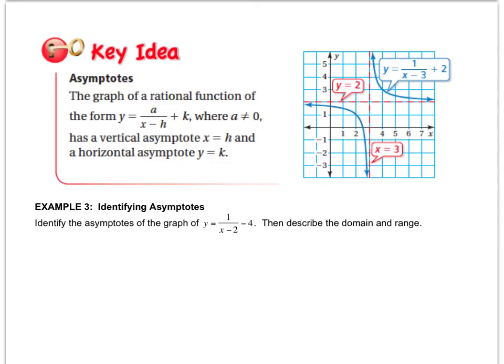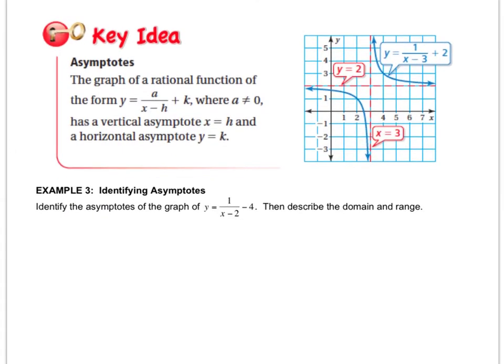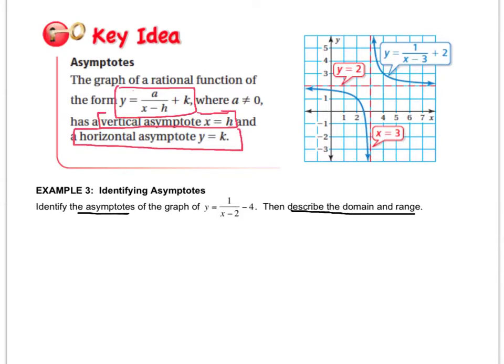You can figure out what the asymptotes are without having to make a table. You use this idea where it says that if this is the general formula for a rational function, x equals h is the vertical asymptote, and the horizontal asymptote is y equals k. And you see in the equation, there's the h and there's the k. So let's just pick out the pieces. Identify the asymptotes of the graph, then describe the domain and range.